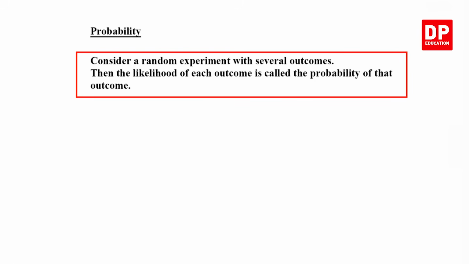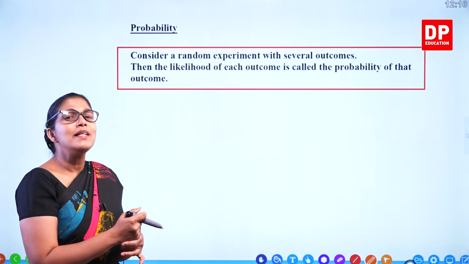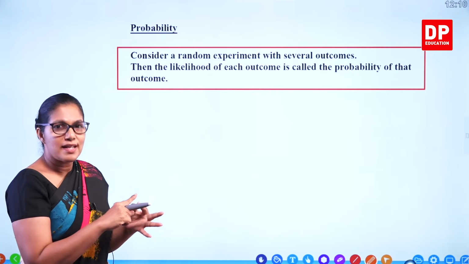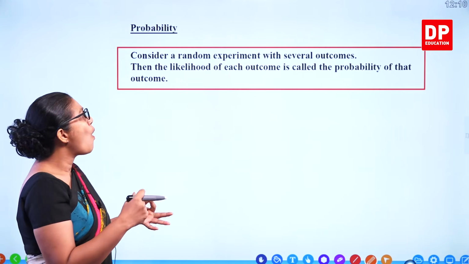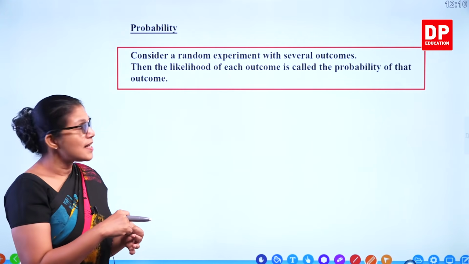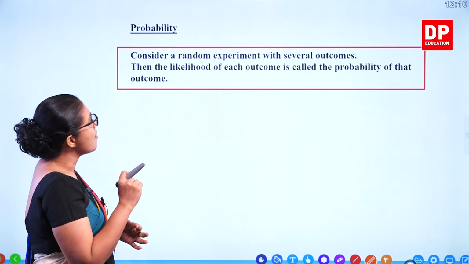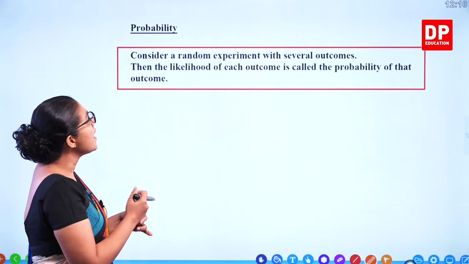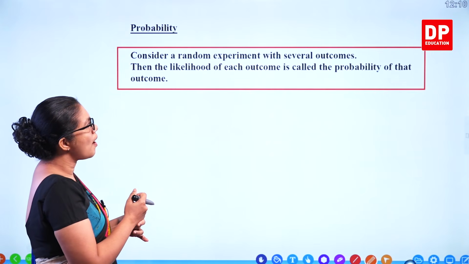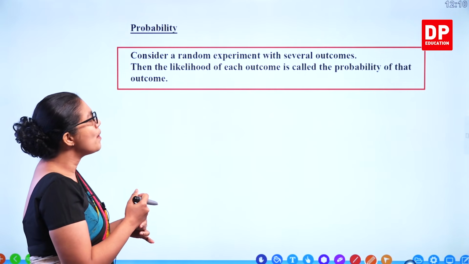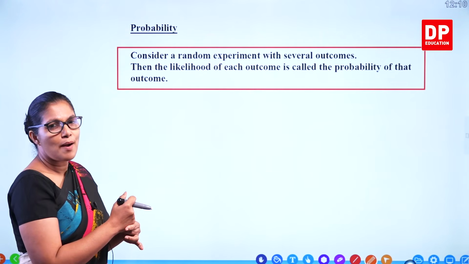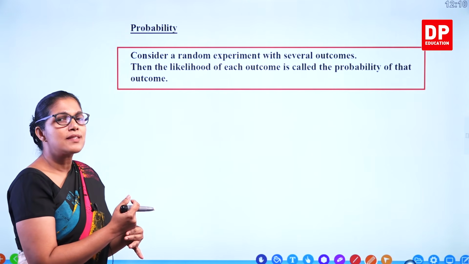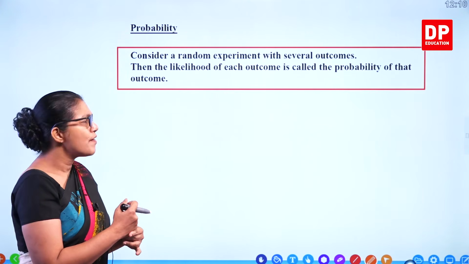So what's probability? Probability is the same as relative frequency or fraction of success. Consider a random experiment with several outcomes. Then the likelihood of each outcome is called the probability of that outcome. So that's another name for fraction of success or relative frequency.